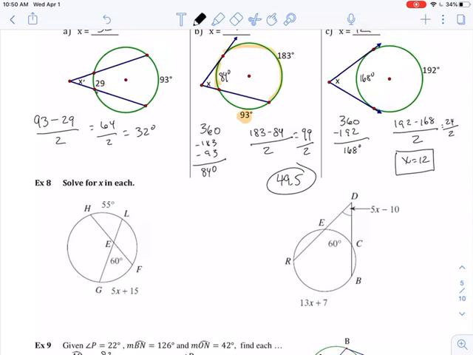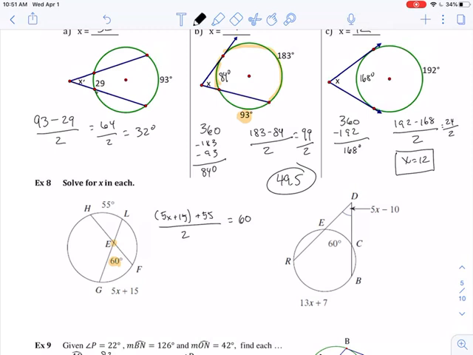Here we're doing the same patterns, so I'll do one of these, but now we just have a variable in there. The first thing you hopefully are going to notice is, oh okay, the vertex is inside the circle, so I need to add those two arcs and divide by 2. So I'm going to have 5x plus 15 plus 55 divided by 2, and they're giving me the angle, right? So I know that those are going to equal 60.